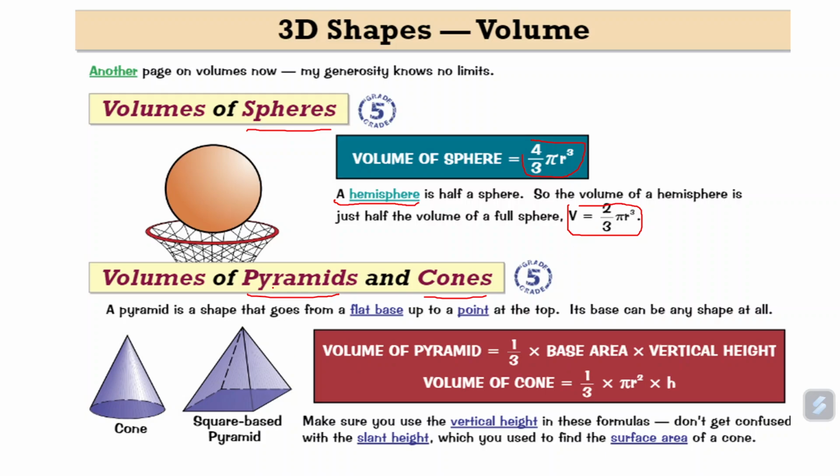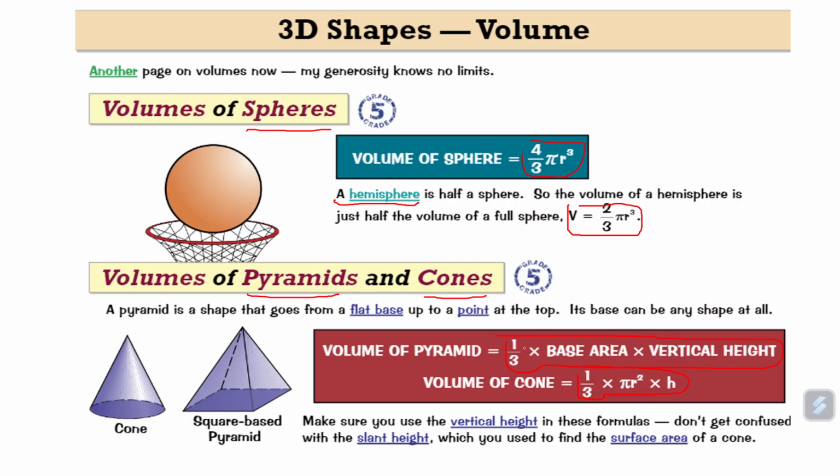Then we look at the volumes of a pyramid and cone. For a pyramid, this is the formula, which is 1 over 3 times base area times vertical height. Then the volume of a cone is still 1 over 3 times pi r squared times h.